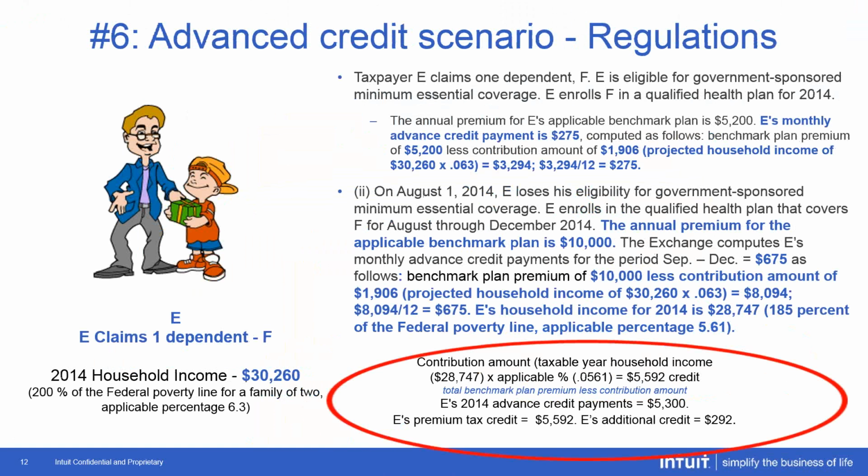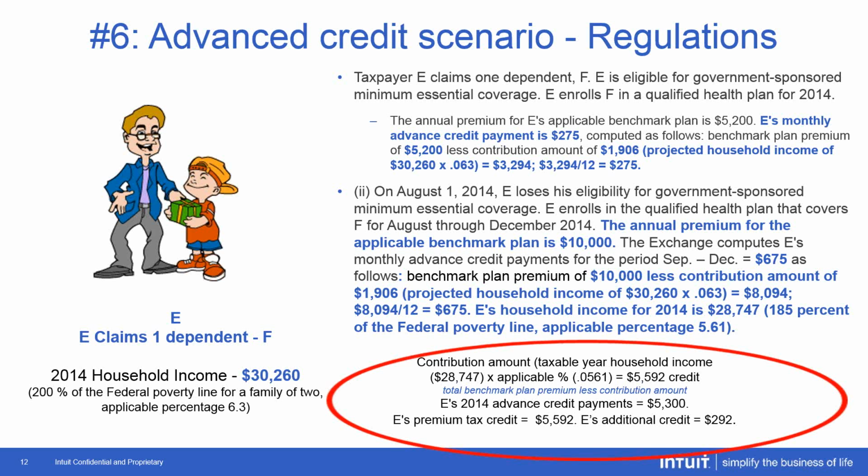Okay, the next one. Use case number 6, an advanced credit scenario from the regulations. Taxpayer E claims one dependent, F. E is eligible for government-sponsored minimum essential coverage. E enrolls F in a qualified health plan for 2014. The exchange for E's rating area projects E's 2014 household income to be $30,260. The annual premium for E's applicable benchmark plan is $5,200. E's monthly advance credit payment is $275.